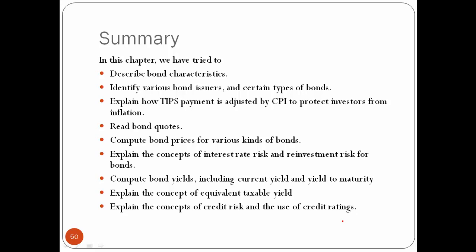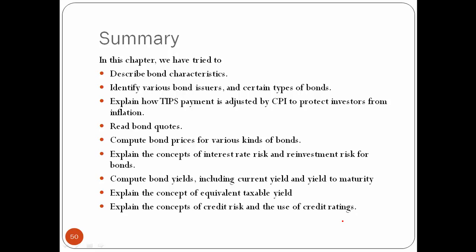So this is chapter 7, and in this chapter we try to look at several terms associated with bonds and bond characteristics. We try to identify different kinds of bond issuers, who issues bonds and what kinds of bonds we usually look at. We explain how TIPS payment is adjusted by CPI to protect investors from inflation. So you are expected to know how to calculate the adjusted principal and coupon interest payment from TIPS once the CPI changes. We also talk about how to read bond quotes.